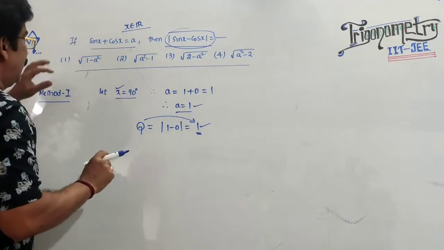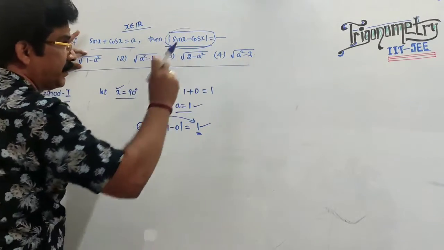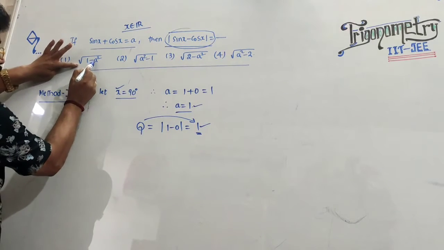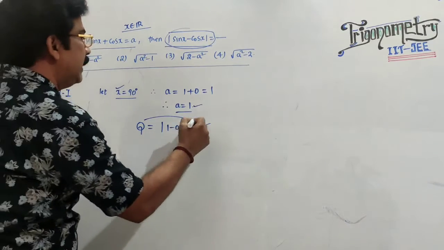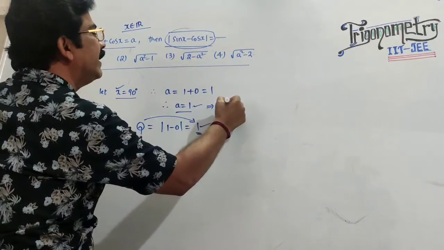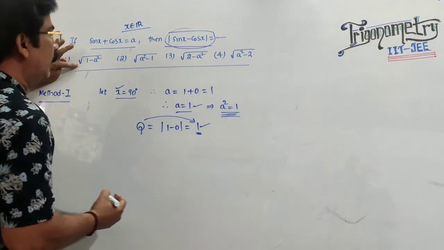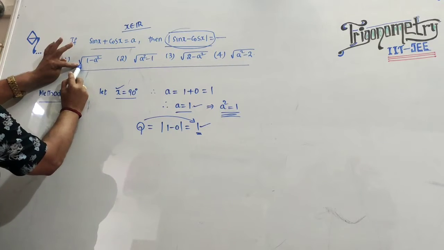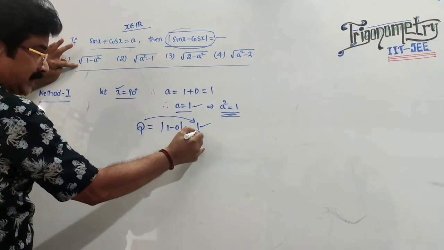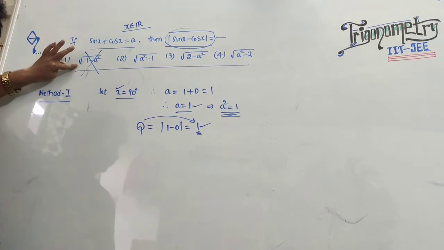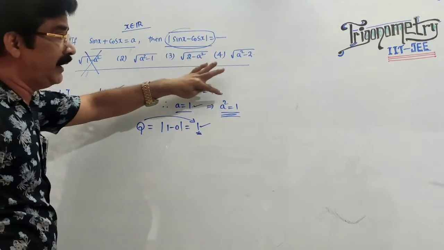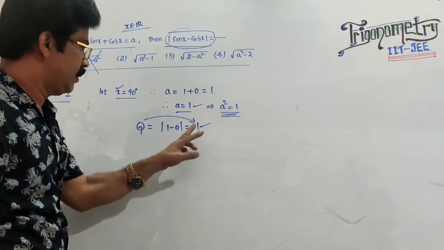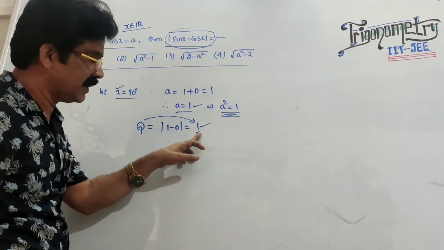Next, go to the options. First option. It is in terms of a, all options. What is a? 1. First option: a square is equal to 1, here a equal to 1. So 1 minus 1 is 0, root 0 is 0. It is what? 1. So it is not matched. So by putting a square value 1, we have to search which option is giving 1.